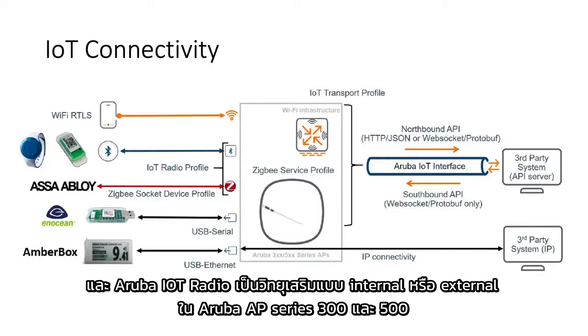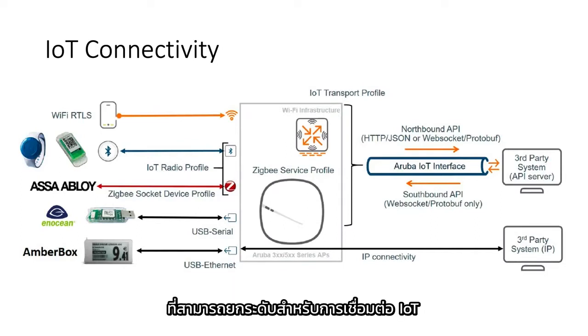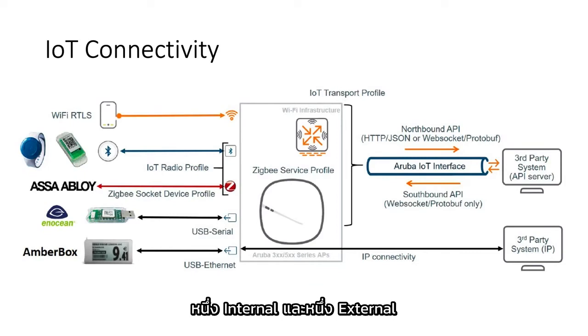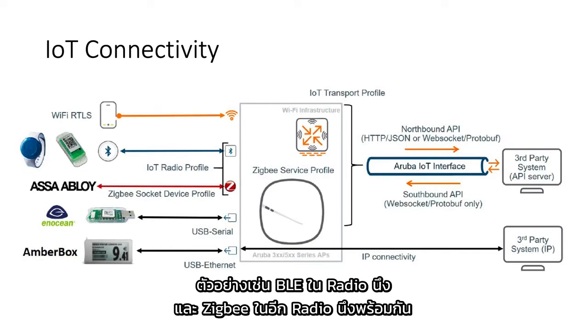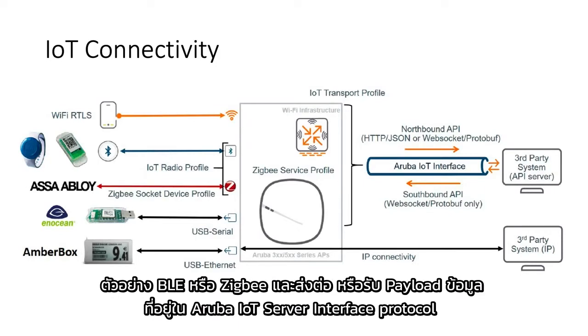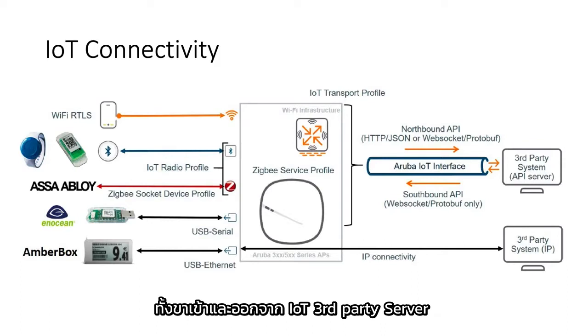An Aruba IoT radio is an additional internal or external radio in the Aruba 300 or 500 series access points that can be leveraged for IoT connectivity. A single Aruba 300 or 500 series AP can support up to 2 IoT radios, one internal and one external. For example, BLE on one radio and ZigBee on the other radio concurrently. The AP adds or removes the radio-specific headers from or to IoT devices, for example BLE or ZigBee, and forwards or receives the data payload encapsulated in the Aruba IoT server interface protocol to and from the IoT third-party server.